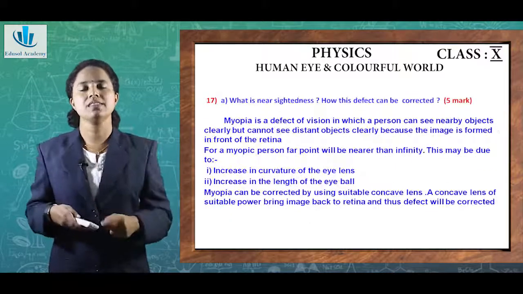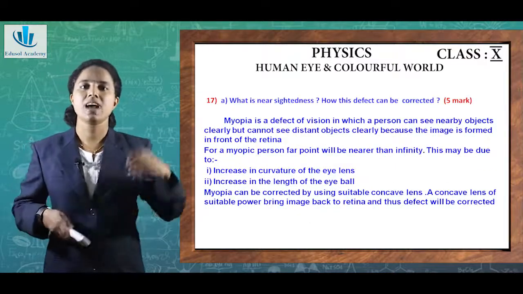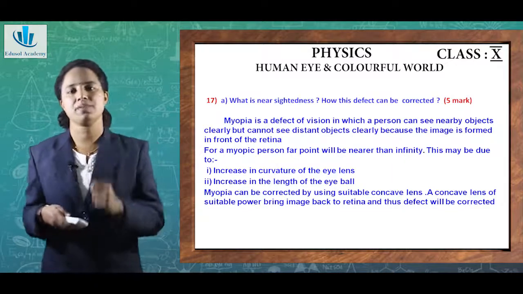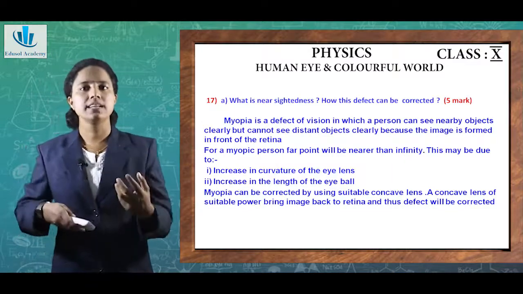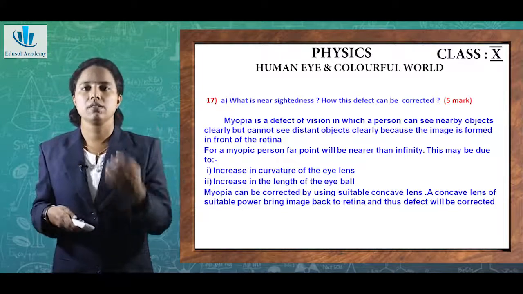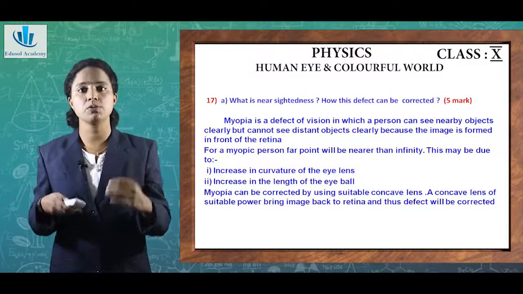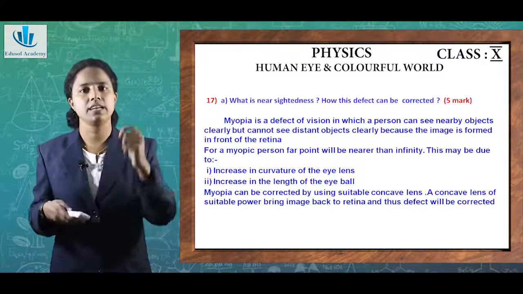So the next question is: what is nearsightedness and how can this defect of the eye be corrected? You know, nearsightedness means the condition in which the eyes are not able to see far off objects clearly.